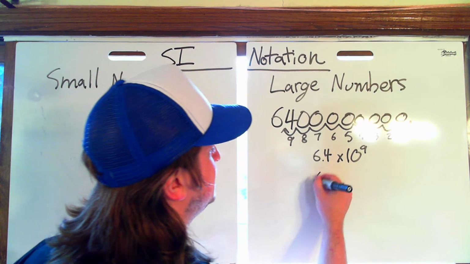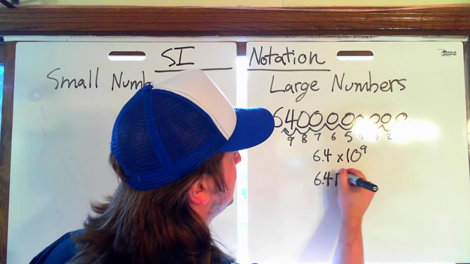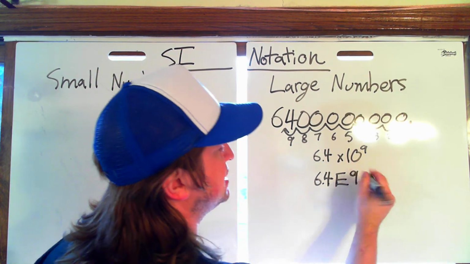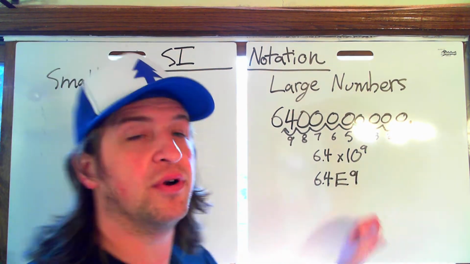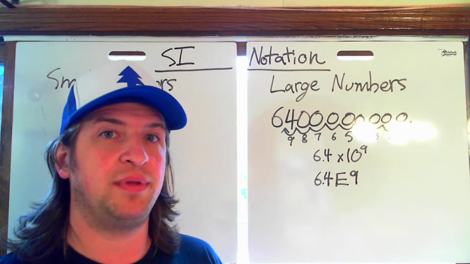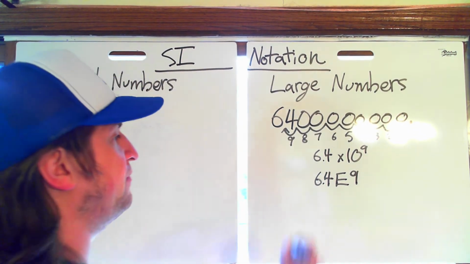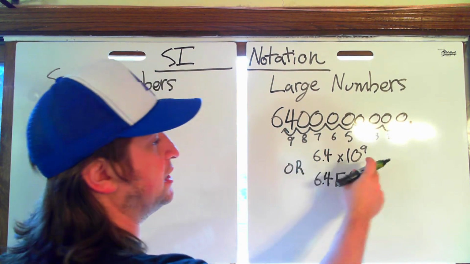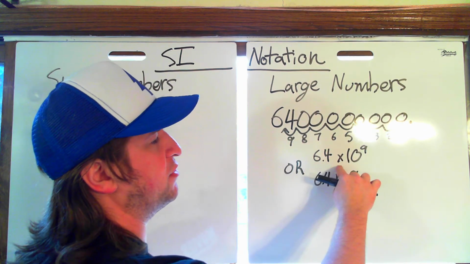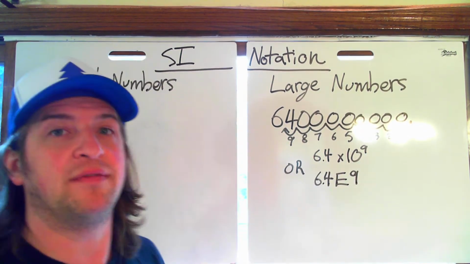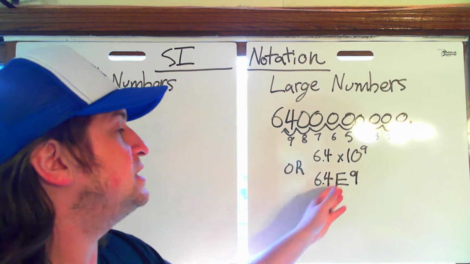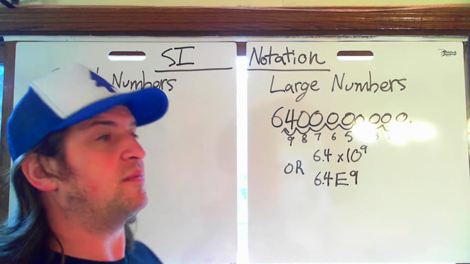And so that's 6.4. Then the E replaces the times 10, so just 6.4 E9. That's going to be our replacement for doing large numbers in SI notation. I'm fine with either one of these. You can write a large number in SI notation, like 6.4 times 10 to the 9th, or whatever the number ends up being. Or you can use the E notation because it saves you even more writing, which I'm always a fan of.